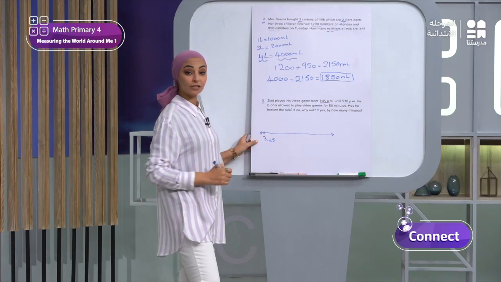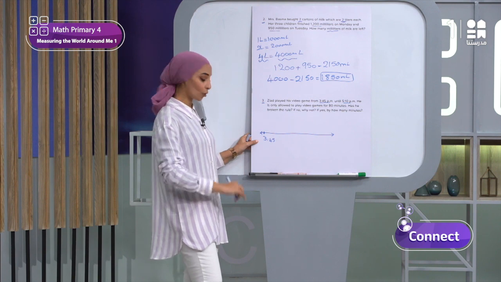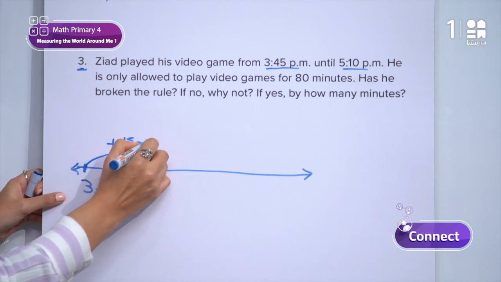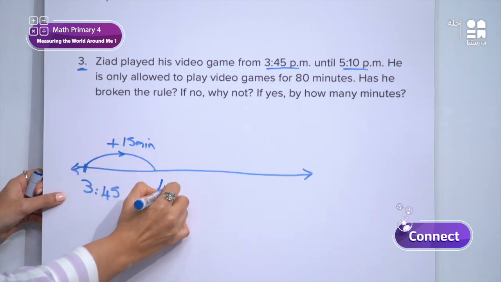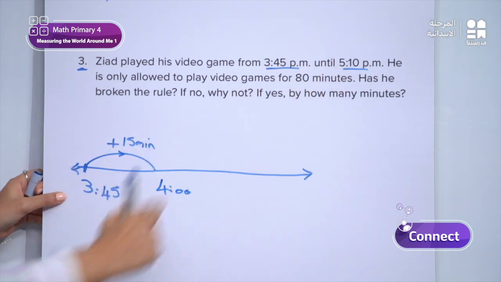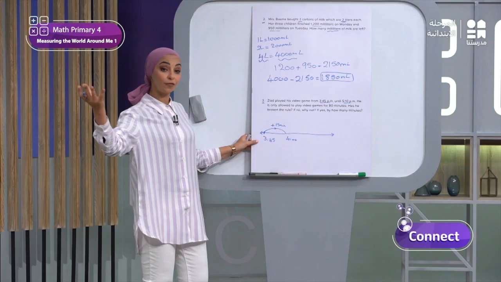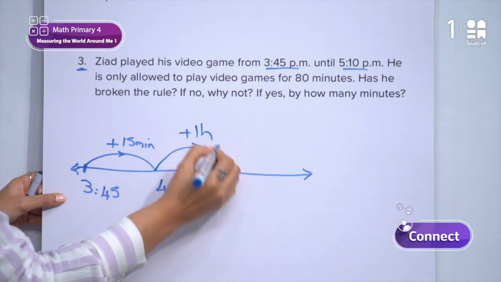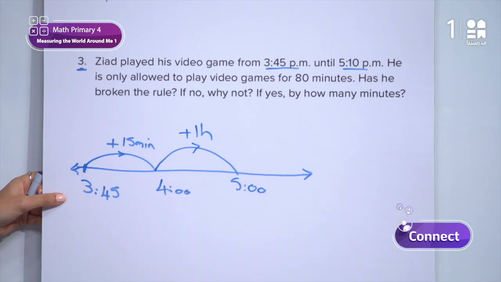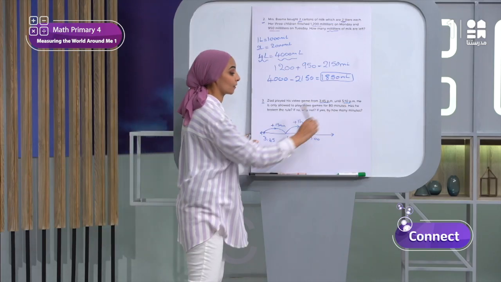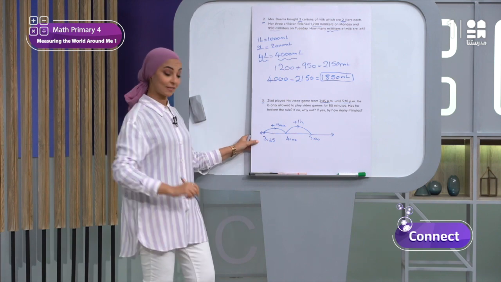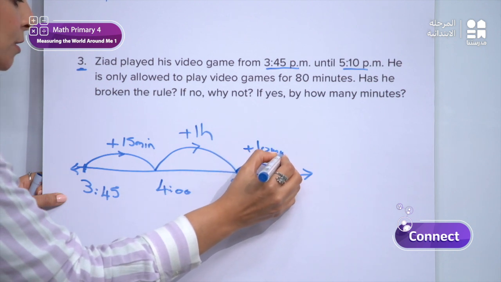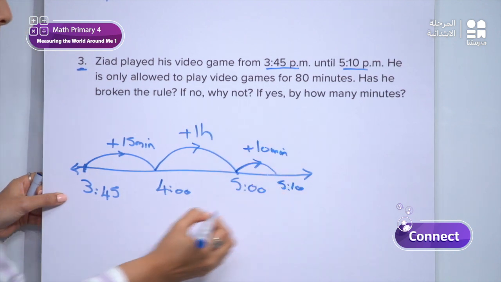أقرب benchmark ل 3:45 كام؟ يس إن أنا أوصل ل 4 o'clock. هعمل إيه؟ هزود 15 minutes. right؟ لما أزود 15 minutes هروح ل 4 o'clock. طيب أنا لسه عايزة أوصل ل 5:10. From 4 o'clock to reach 5 هزود كمان 1 hour. طب لسه أنا ما وصلتش، هو 5:10 يبقى هزود كام؟ هزود كمان 10 minutes. ليه بعمل كده؟ عشان أوصل ل 5:10 p.m.